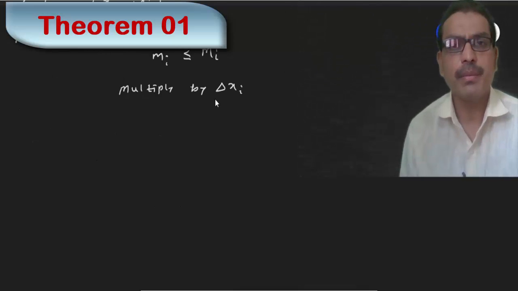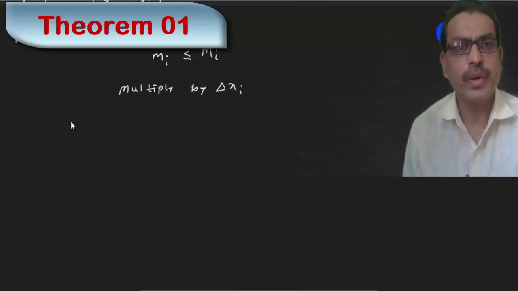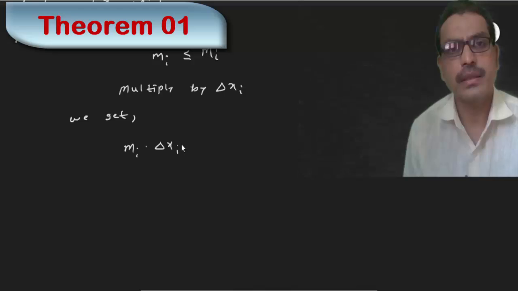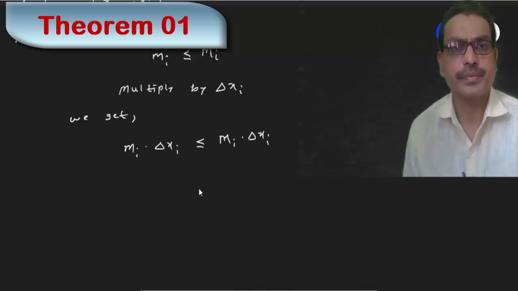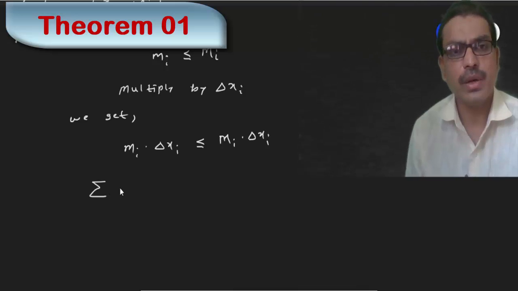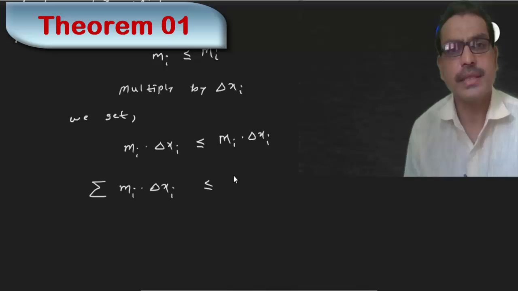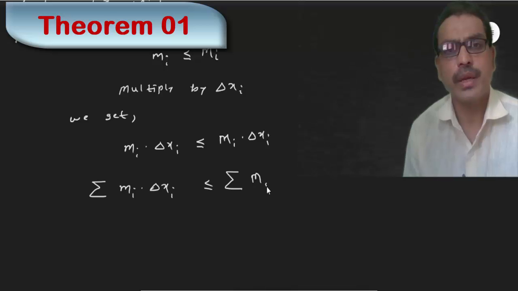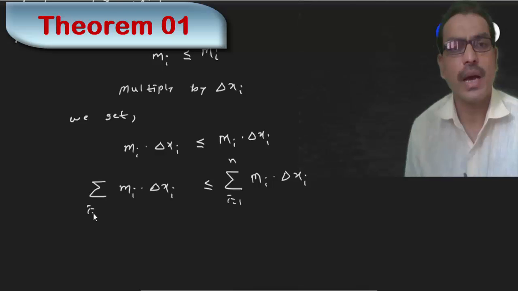Now we multiply by delta xi. Then we get mi into delta xi is less than or equal to Mi into delta xi. Now taking summation on both sides, that is summation of mi into delta xi is less than or equal to summation of Mi into delta xi, i from 1 up to n, and here i from 1 up to n.